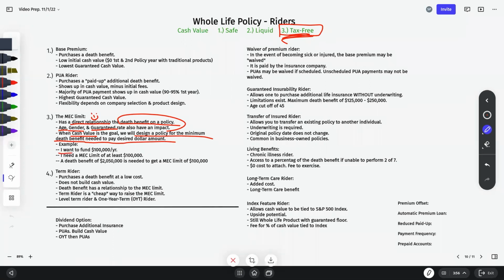Example, I want to fund $100,000 per year. I need a MEC limit of $100,000. In order to attain that MEC limit of $100,000 based on my age, I need this wacky death benefit of $2,050,000. Why not a clean $2 million? Because that gives me a MEC limit of $98,500, and I want to be able to pay in $100K, so I need a little bit more life insurance in order to get that MEC limit of $100K. So now I can pay in $100K and still have the IRS view my life insurance policy as life insurance with the tax benefits. So a lot of info there.